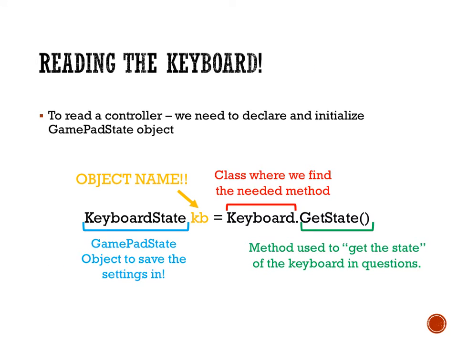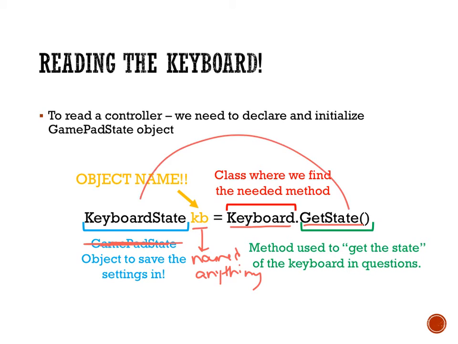So just like reading in the gamepad, we need to read in the keyboard. You'll notice that I have a keyboard state object, and that object is used to save the settings of the keyboard. You'll notice I named mine KB. This can be named anything. I just chose KB because that makes it a little bit easier. And then you can see we're getting the state of that keyboard by using the keyboard class's GetState method. So you go to the keyboard class, which is right here. You go to the GetState method, and that will get all of the settings of the different buttons on the keyboard, and it will send it back into our keyboard state object.